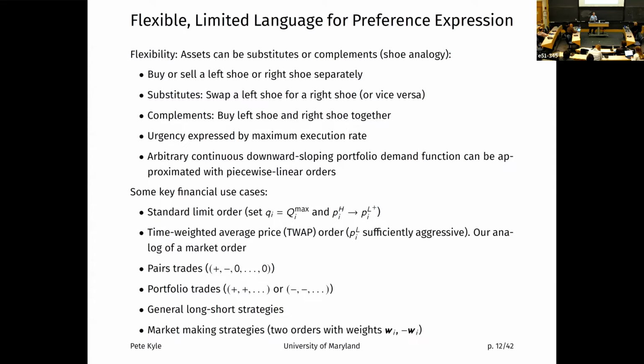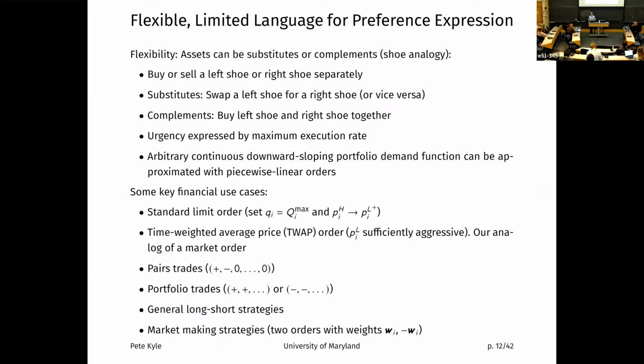Let me just say, this is not an unlimited language that can let you express arbitrary preferences for anything. There are some limitations here, but it's pretty flexible and it expresses many of the types of demands that asset managers really want to express. Pairs trades, substitutes, complements, urgency. You can approximate an arbitrary continuous downward sloping demand schedule. You can do it for arbitrary portfolios defined as linear combinations, but you can't do anything. And the things that you can do, many asset managers do in fact do.